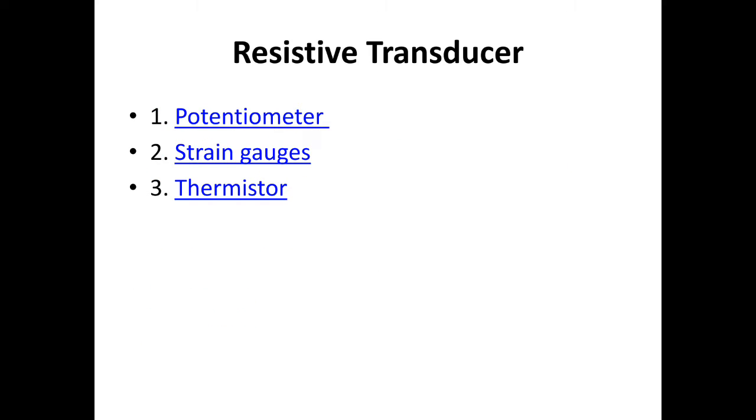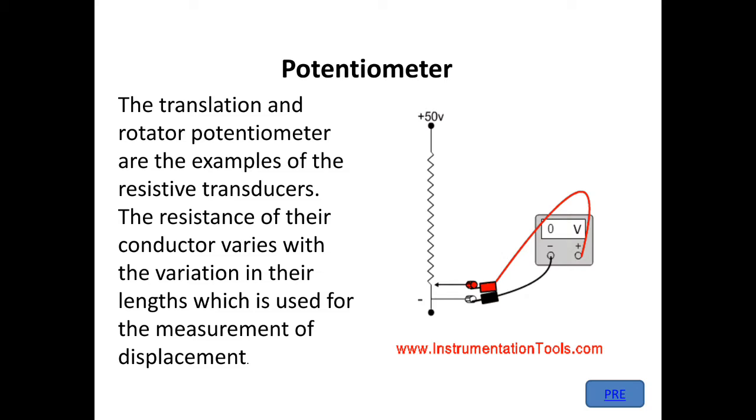The first resistive transducer is the potentiometer. In this one, according to your length, your resistance is varying. If it is a rotary potentiometer, that also will vary according to your rotary movement. So whenever there is a change in my length, my resistance is also changed.